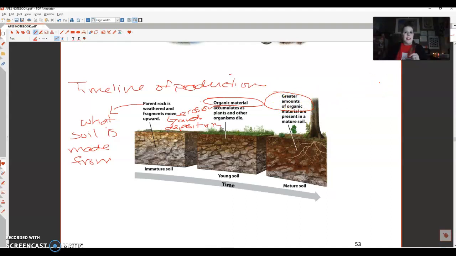All right, so in the next video, we're going to go over the last page of the soil notes, and we're going to look at the different properties of soil.